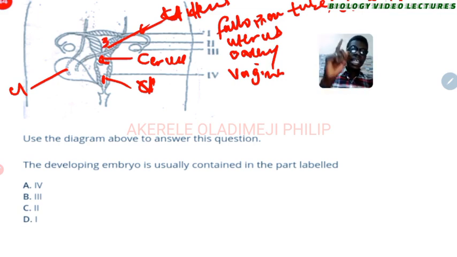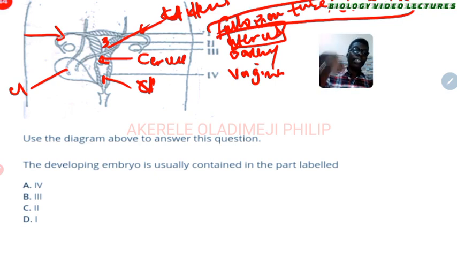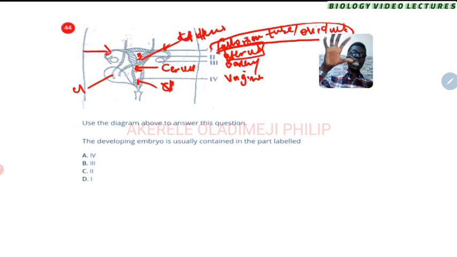Now, implantation takes place in the uterus, in the wall of the uterus, while fertilization takes place in the oviduct or fallopian tube. I take that again. Fertilization takes place in the fallopian tube, otherwise called oviduct, while implantation, which means attachment of the embryo to the wall of the uterus, takes place in the uterus.